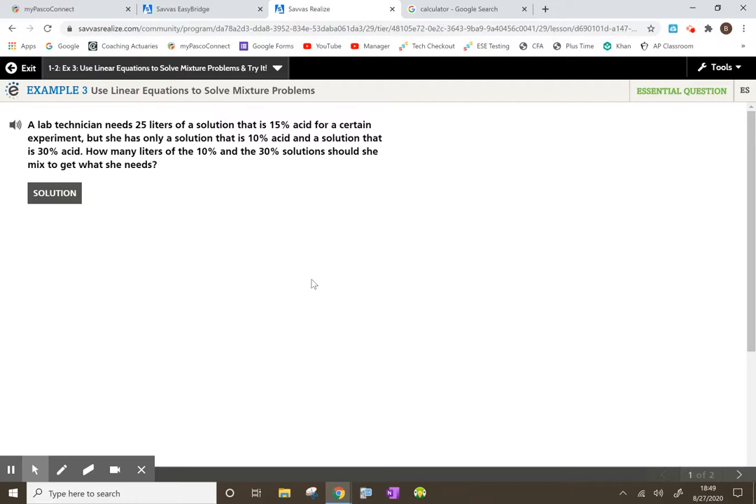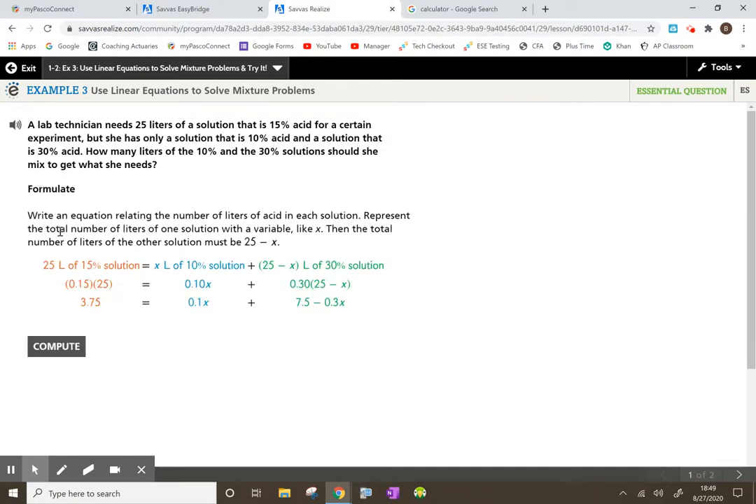All right. So she needs 25 liters altogether. She needs 25 liters that is 15% acid. She currently has a solution that's 10% and one that's 30%. How much of each type does she need to mix together in order to get 25 liters of 15% acid? So let's walk you through this one.